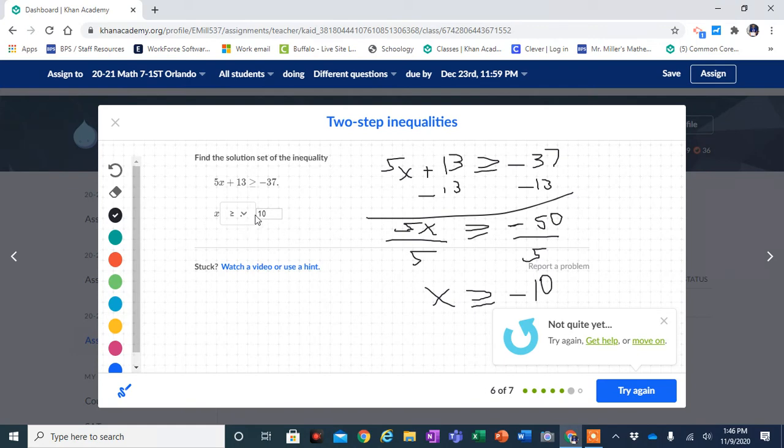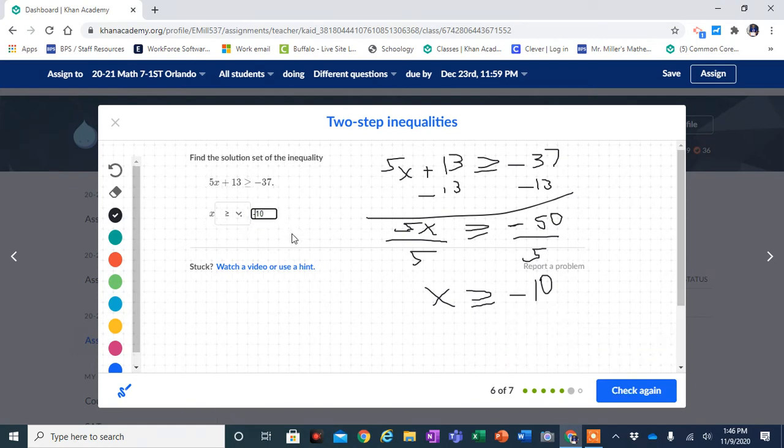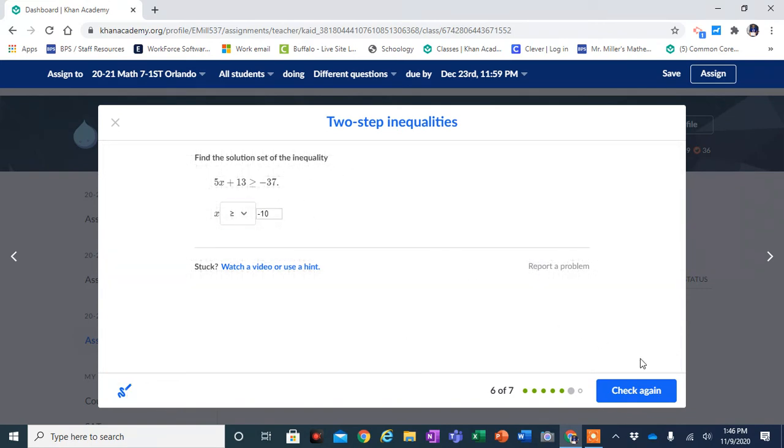Oh, I forgot to put my negative sign. Negative 10. So again, don't make a mistake like that. You've got to be careful. X is greater than or equal to negative 10. I would recommend writing stuff down on a piece of paper because you would have then been able to see it when you typed it in, which they're not allowing me to do.